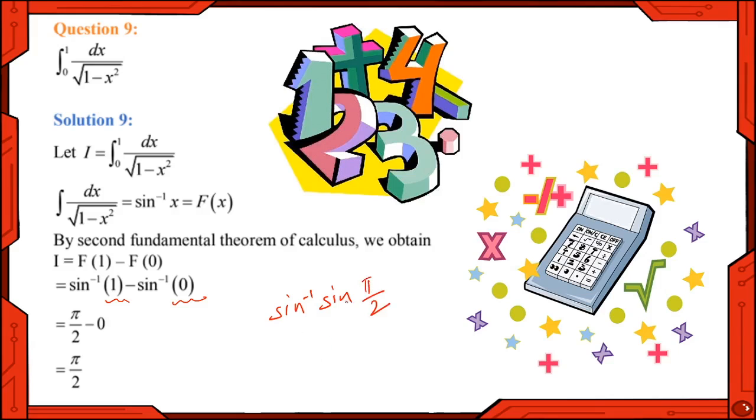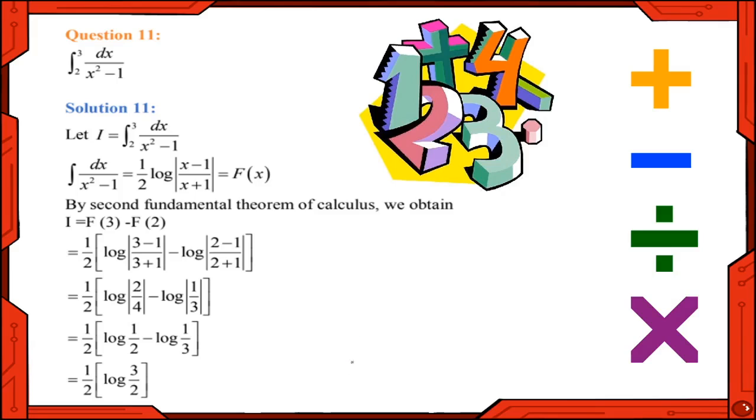So sine inverse and sine cancel and the answer will be pi by 2, minus sine inverse when we have the value of sine function as 0. Definitely at sine 0. So sine inverse and sine cancel and the answer is 0. So the final answer is pi by 2.